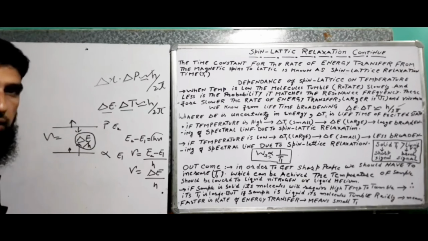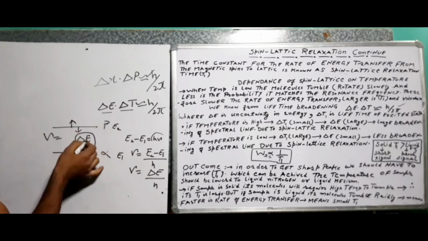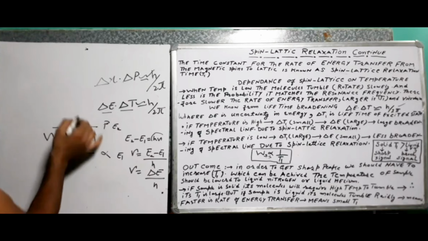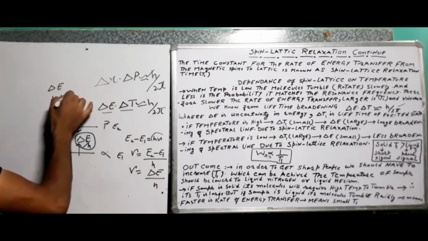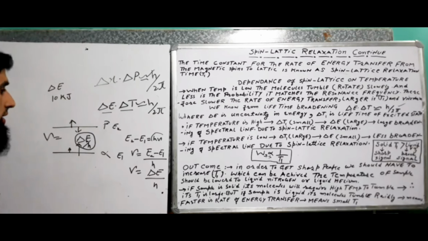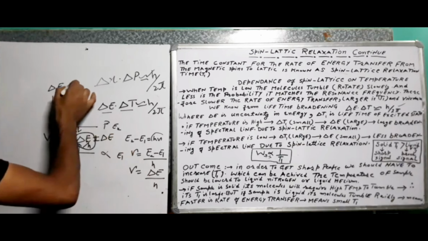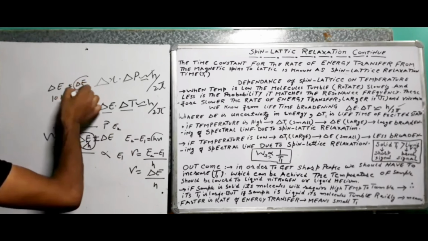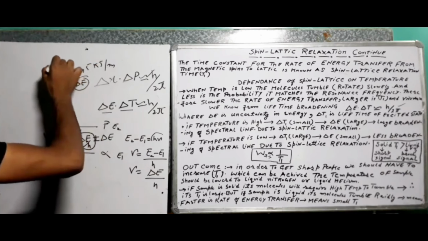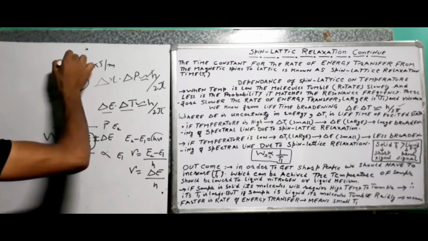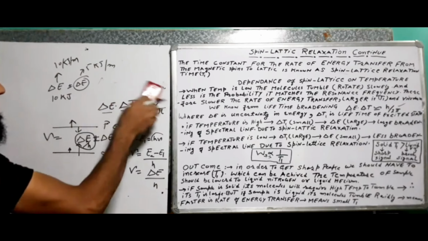Now, as per the Heisenberg uncertainty principle, we cannot calculate exactly this delta E value. There is some uncertainty. For example, if this delta E has a value of 10 kilojoules, as per Heisenberg there is some uncertainty of plus minus delta E. Suppose this uncertainty is 5 kilojoules per mole, and this delta E is 10 kilojoules per mole.